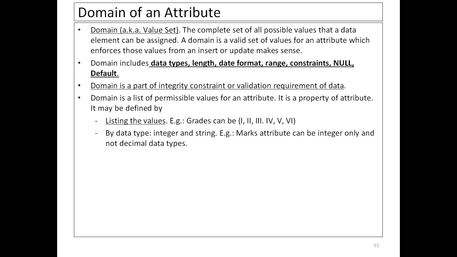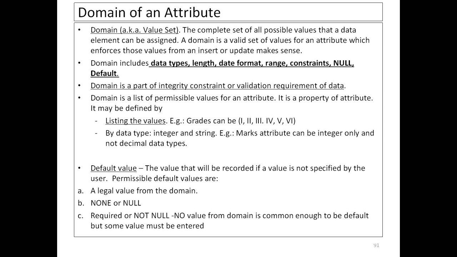So a domain puts certain more restrictions on the kind of data a particular column can hold. This is determined by the data type, length, format, range, nullability of that particular column, any constraints which are defined, and the default values which are assigned to that attribute. Domain is a list of permissible values for an attribute. It is the property of an attribute and it may be defined by listing the values, by data types, by default values.